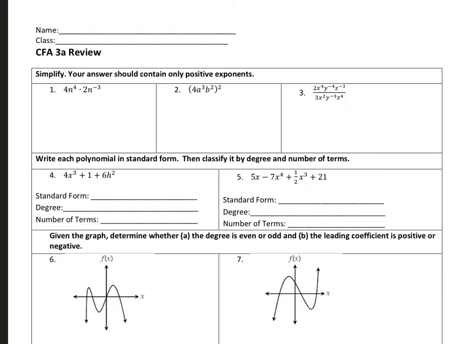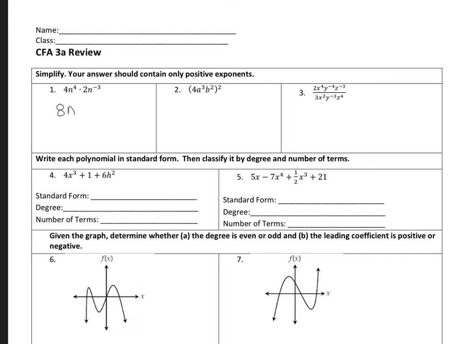So looking at number 1, we are multiplying, so we multiply our numbers in front. So 4 times 2 is 8. N to the 4th times n to the negative 3rd, we add our exponents, so we get n to the 1st, or just n.